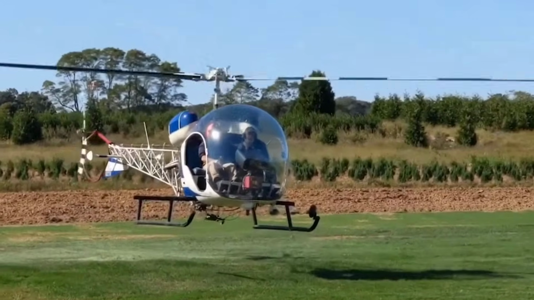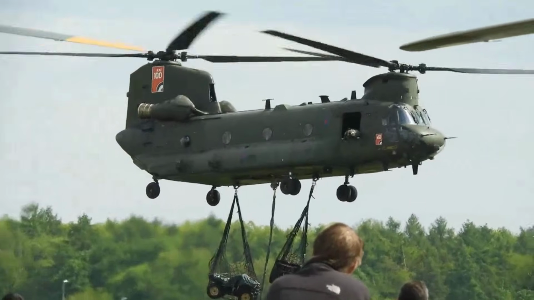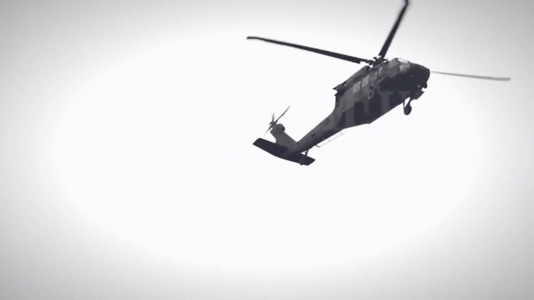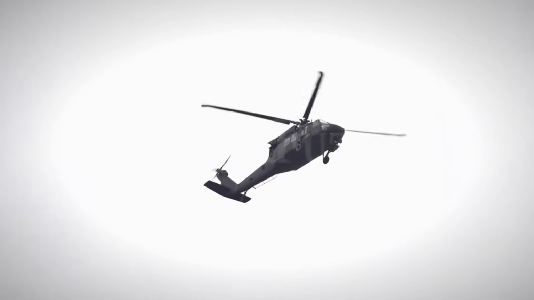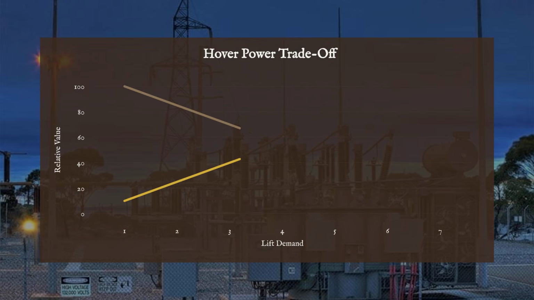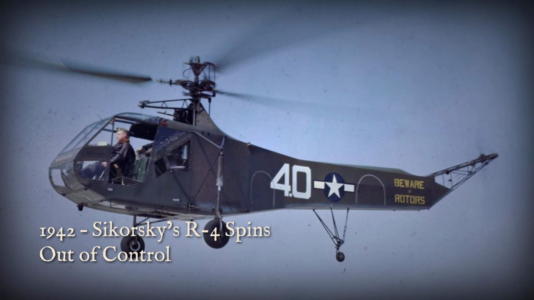Light helicopters spread their weight wide, needing less induced velocity. Heavy lifters concentrate force, demanding immense power. Every second in hover is a contest between blade speed, disk size, and gravity, with power requirements rising sharply as demands increase. Igor Sikorsky believed he had solved the puzzle of vertical flight, but the skies had other plans.